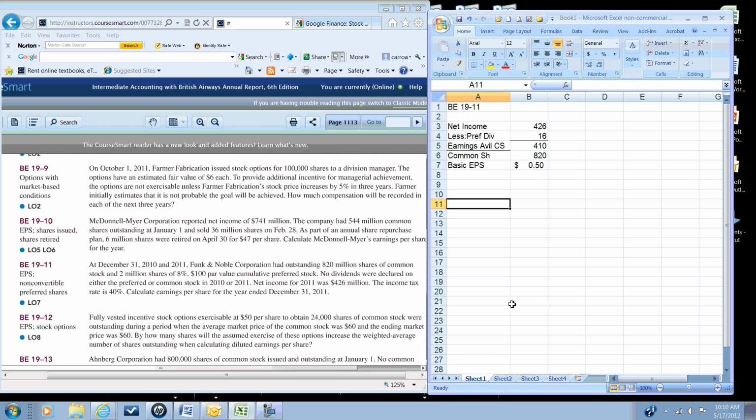So again, in this problem, we're given information dealing with preferred stock. You have to note whether it is cumulative or not. In this case, it was cumulative. If this had not been cumulative, if this was non-cumulative stock and no dividend had been declared, then we would not make the adjustment for the preferred dividends, because a non-cumulative dividend cannot be made up, will not be made up in the future.